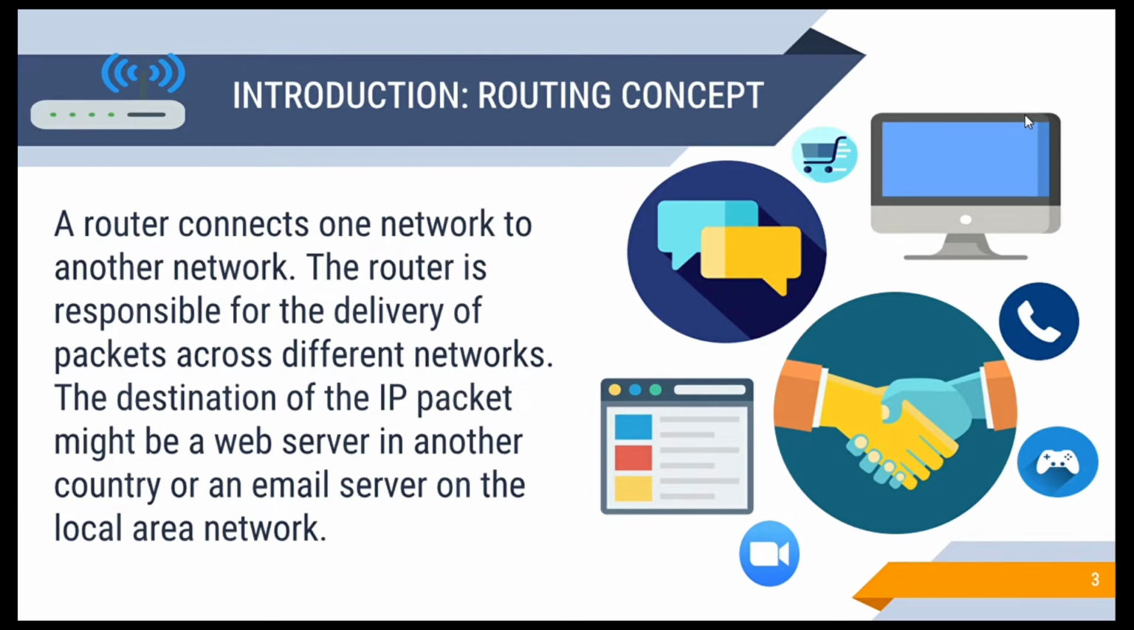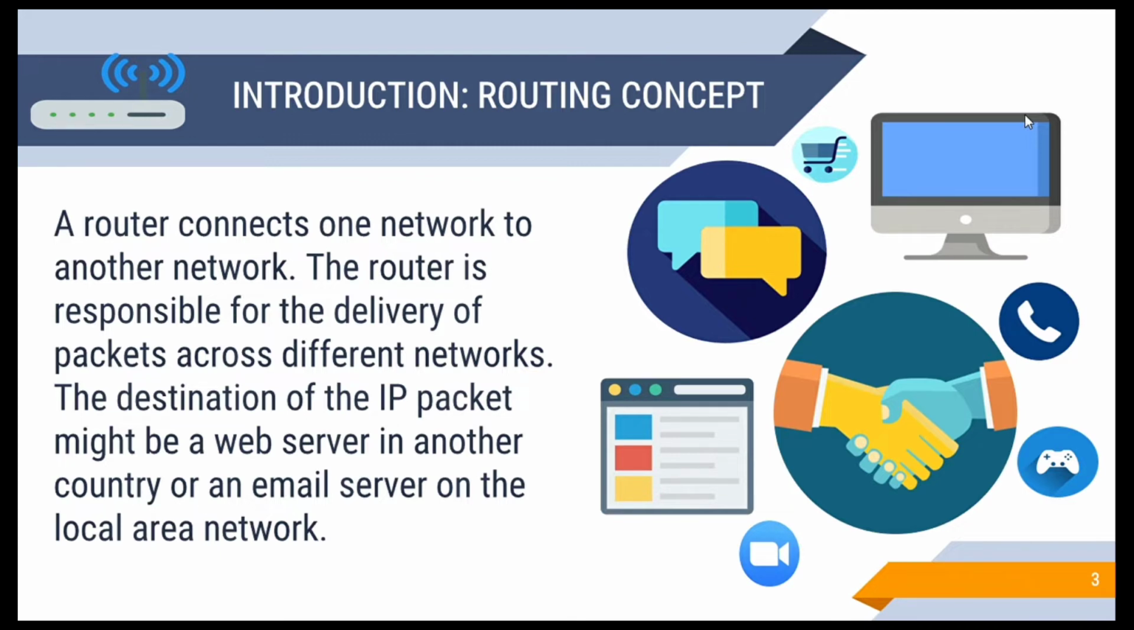Ethernet switches function at the data link layer, Layer 2, and are used to forward Ethernet frames between devices within the same network. However, when the source and destination IP addresses are on different networks, the Ethernet frame must be sent to a router. A router connects one network to another network.